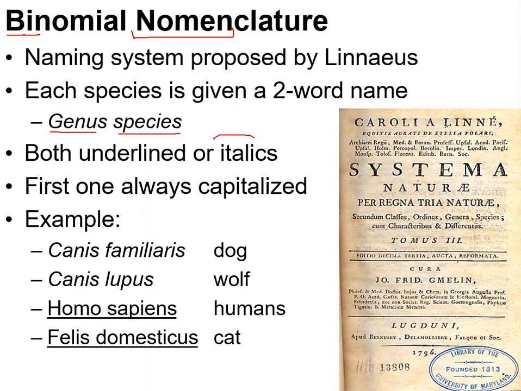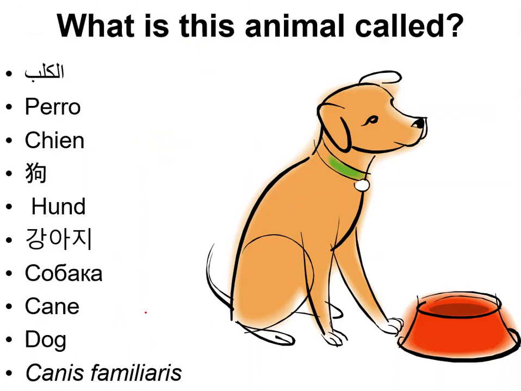You typically either use italics or you underline both of them, but you always capitalize the genus. So Canis familiaris is your dog, Canis lupus is your wolf, Homo sapiens is humans, and Felis domesticus is cat. Right. And that's just a way for us to communicate these across languages and cultures. If you're communicating scientific findings between people who speak different languages, it can be a little tricky. So we use a common language based off Latin, and that's why we use binomial nomenclature.